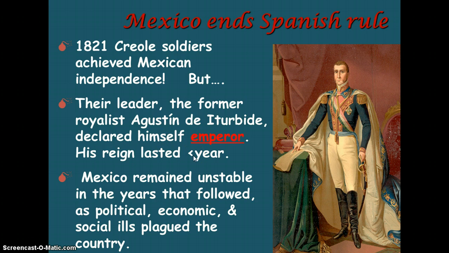He was pretty much overthrown almost immediately, and Mexico just plain old remained unstable in the years that followed. There were all kinds of political, economic, and social problems that plagued the country, but at least they had achieved their independence from Spain.